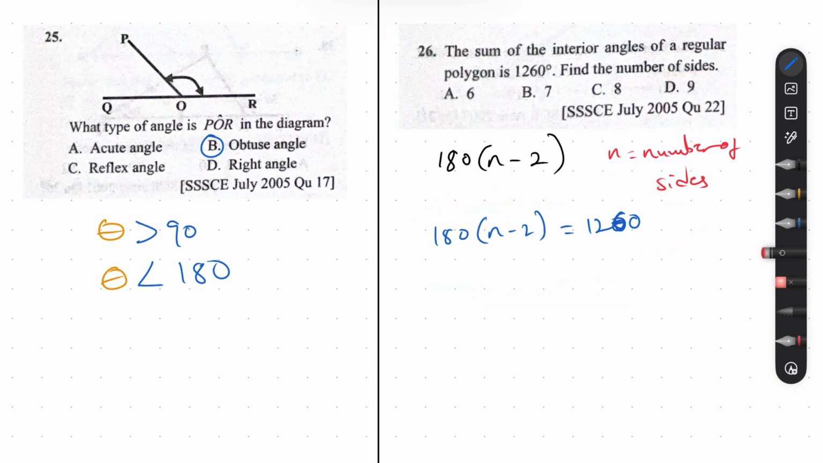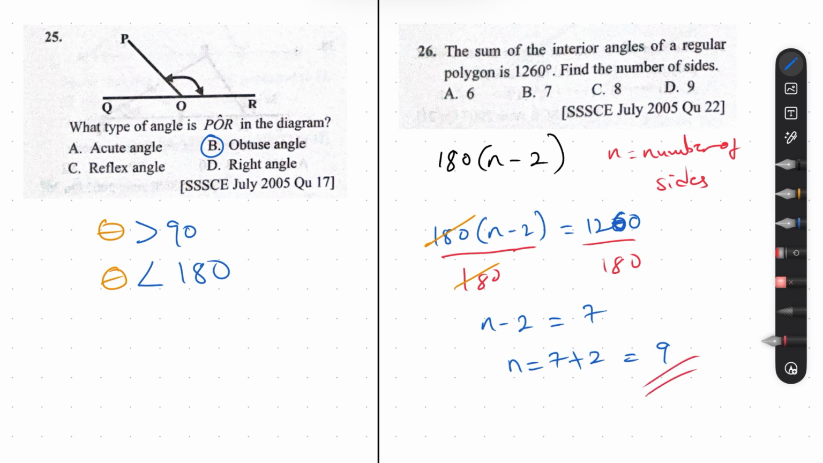So let's divide both sides by 180, such that this will cancel this. So we have n minus 2 is equal to 7. Finally, we find n to be 7 plus 2, which is equal to 9. So 9 is our answer.